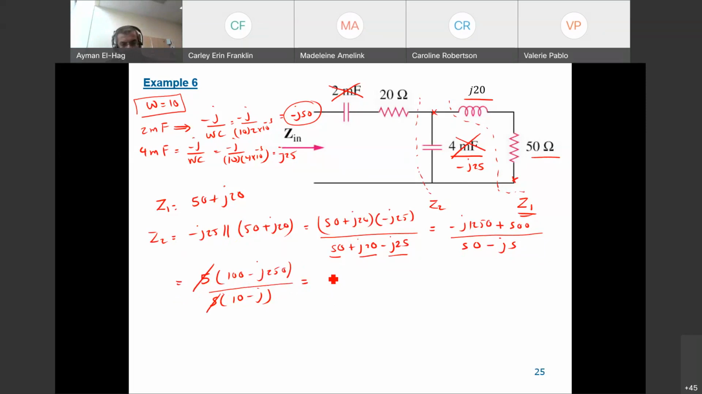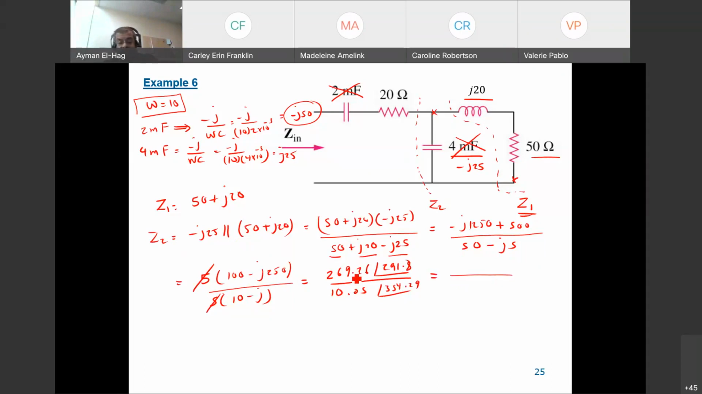So this becomes 269.26, and the angle is 291.8, divided by 10.05, angle of 354.29. Now, how many decimals do you have to use? Well, I would say 1 is sufficient, or 2 at maximum. If you want to put more, don't exceed 2. That is the maximum you should put. But 1, I would say, is sufficient.